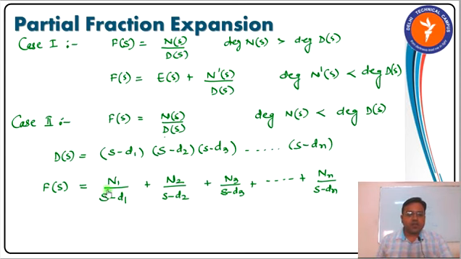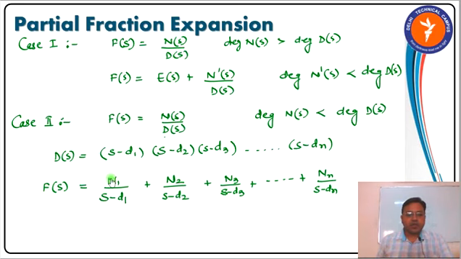And this (s minus d1) is a factor of F(s), (s minus d2) is also a factor of this, and likewise. Notice here all these terms are of first order. That means this D(s) should be able to be decomposed into first order terms only, and only in that case can we write them like this.